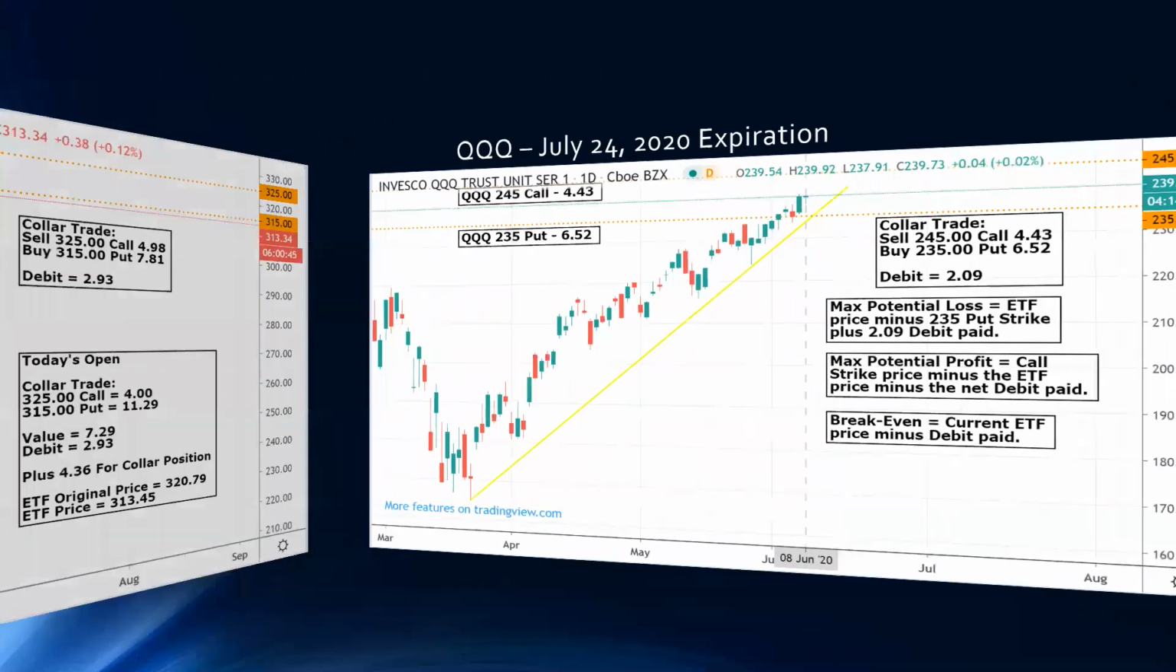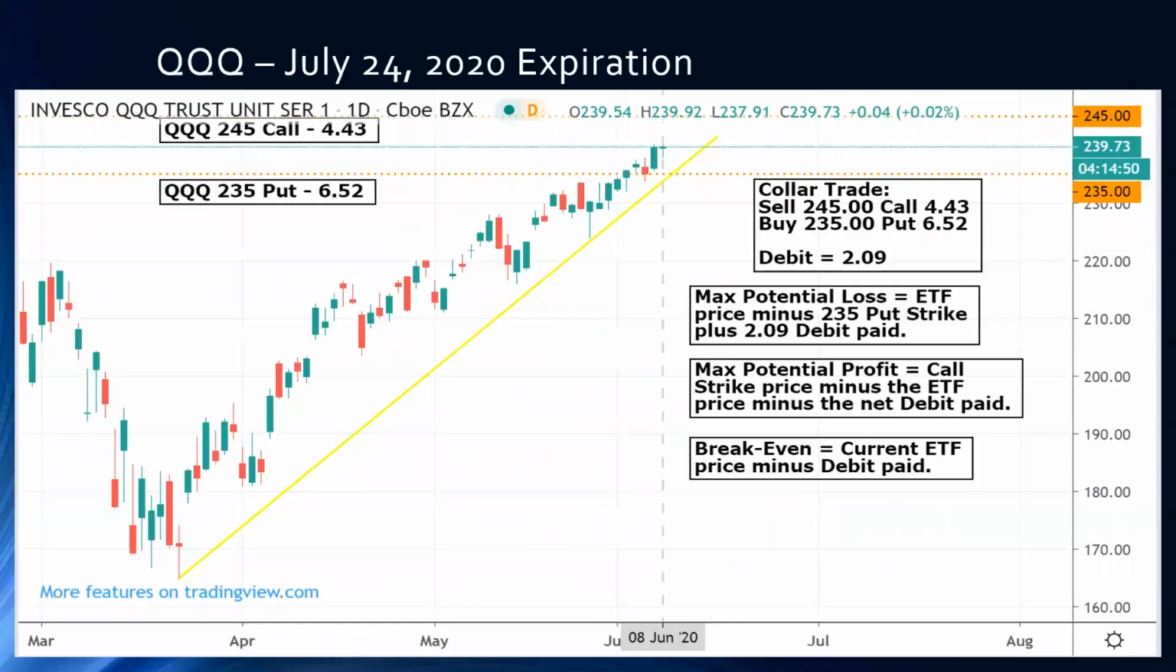So now we're going to the QQQs. This is the Nasdaq, guys. This is the high flyer with the tech stocks. If you want to participate in this market, like I said, instead of dealing with the futures, I would definitely look at these ETFs. So in this example, we have the QQQ 245 call, which costs $4.43, and the QQQ 235 put, which costs $6.52.